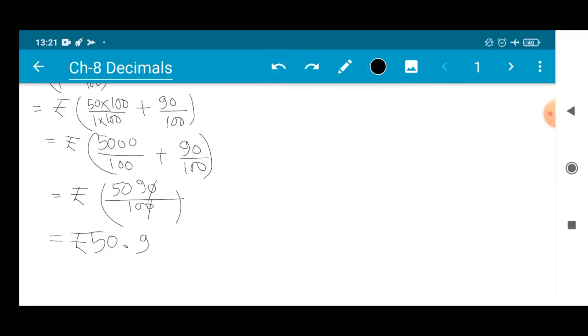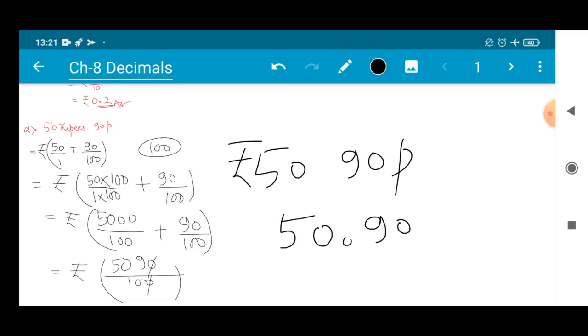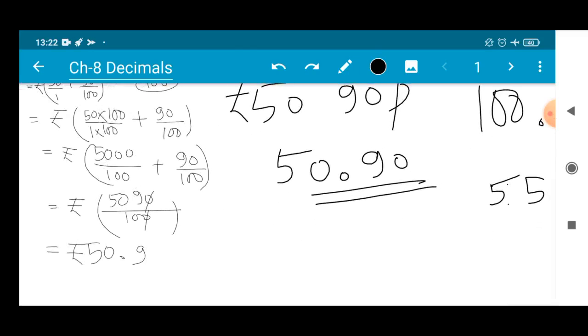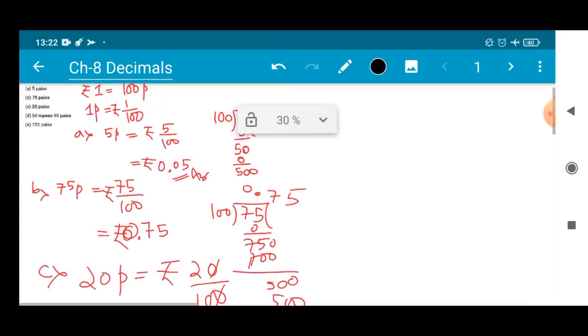So directly also we can go for it, because 50 rupees 90 paise will directly indicate 50.90, because after the point the paise will be written. So you all can understand this: suppose you are writing 100 rupees 50 paise, how do you write it? 100.50. If you are writing 5 rupees 50 paise, what do you write? 5.50. So similarly it is 50 rupees 90 paise, but we have already proved that it can be written in this manner. It should be written with the help of the concept of the conversion process.